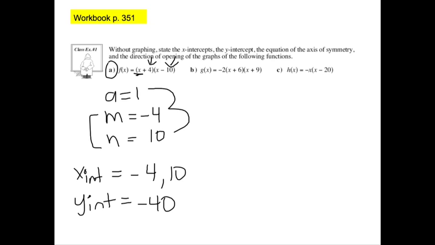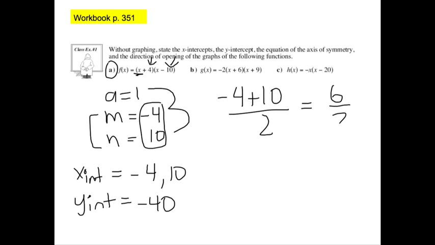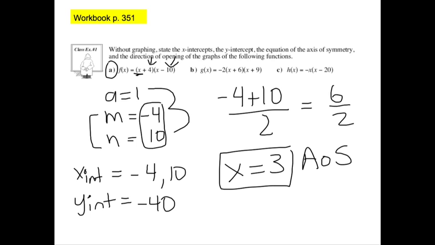The axis of symmetry, well, what you need to do is you need to take these two values, add them together, and you're going to divide that by 2. So -4 plus 10, which is going to be 6. 6 divided by 2, that's going to be 3. So x is equal to 3. This is your equation for your axis of symmetry. And the direction of the opening of the graphs, well, a is equal to +1, so it opens up.